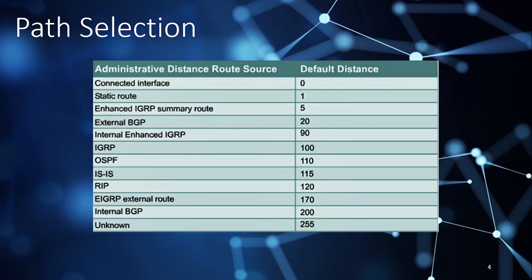So as you can see, for a connected interface, the default administrative distance is 0, whereas the static route is 1. For enhanced IGRP, the summary route is 5. For external BGP it is 20. Internal enhanced IGRP is 90. IGRP is 100. OSPF is 110. ISIS is 115, and routing information protocol or RIP is 120. EIGRP external route is 170. Internal BGP is 200, and the unknown is 255.